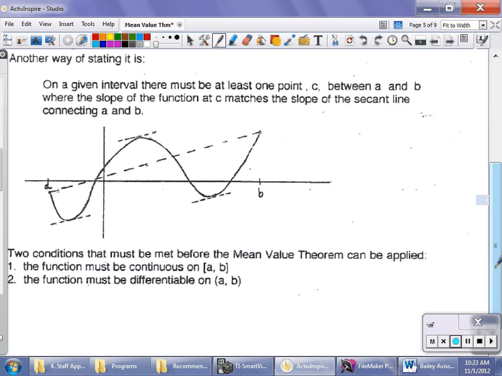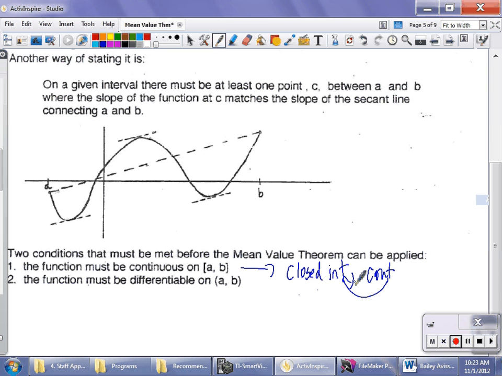The two conditions that must be met before the mean value theorem can be applied: number one, the function must be continuous on a closed interval. So technically you could break that into two conditions if you want to. Just like the extreme value theorem and Rolle's theorem, you have to have a closed interval. And just like the extreme value theorem and Rolle's theorem, the function has to be continuous on that closed interval. So you can think of it as one condition, or you can think of it as two different ones.